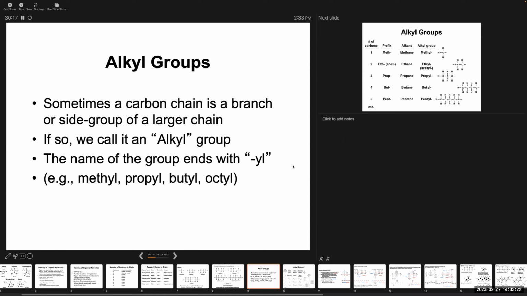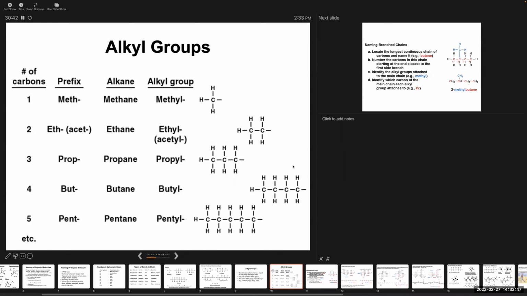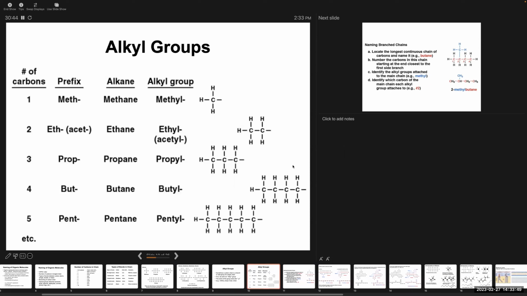And the prefix for the name of this side group uses the same numbering. So meth for 1 carbon, prop for 3, but for 4, oct for 8. But then we add the ending yl to make it an alkyl group. So a 1 carbon side chain would be a methyl group, a 3 carbon side chain would be a propyl group, a 4 carbon side chain would be a butyl group, and so on. So here you see those.